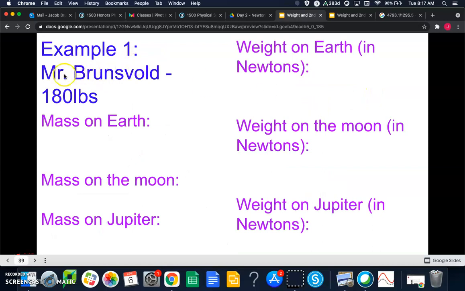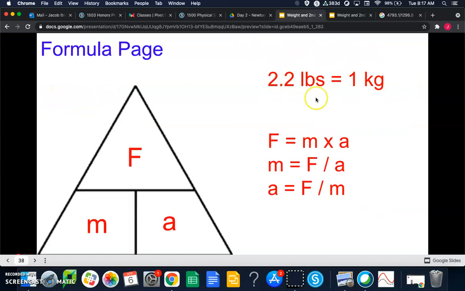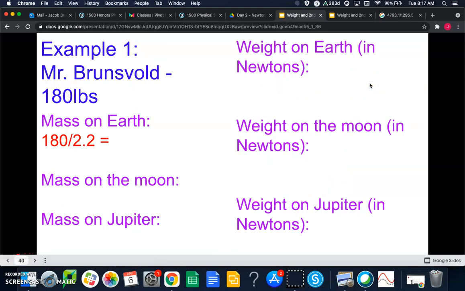So in example 1, Mr. Brunswold weighs 180 pounds. So we're going to use this equation to figure out what my mass is in kilograms. We're going to divide my weight in pounds by 2.2, and that will give me my mass in kilograms. So we're going to do 180 divided by 2.2, and that's going to be 81.8 kilograms. Now remember, whatever your mass is on Earth, it'll be the same everywhere else in the universe. Your mass doesn't change. Your mass is how much stuff you're made up of, how much matter is in your body. And so that won't change no matter where you are.